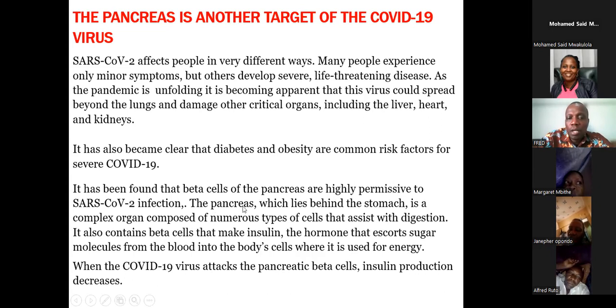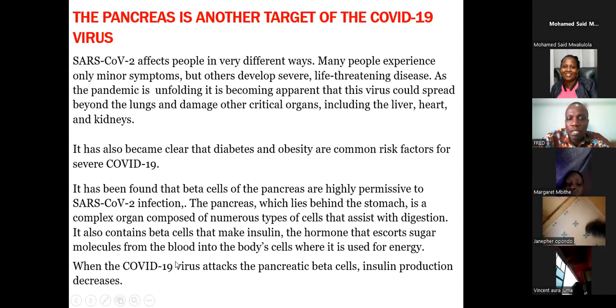Now, the pancreas, which lies behind the stomach, is a complex organ composed of numerous types of cells, and it assists in the process of digestion. One of the key things is that it helps in the production of insulin. It also contains beta cells that make insulin, the hormone that escorts sugar molecules from the blood into the body cells, where it is used for energy.